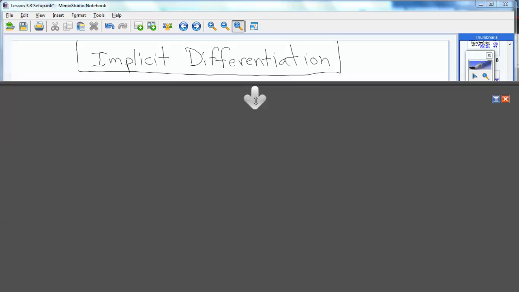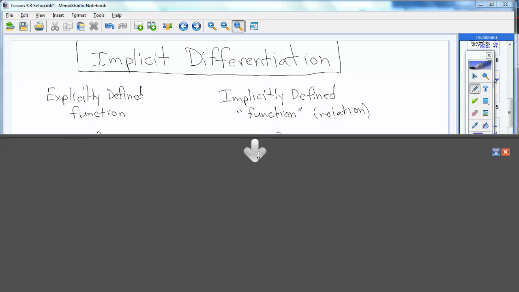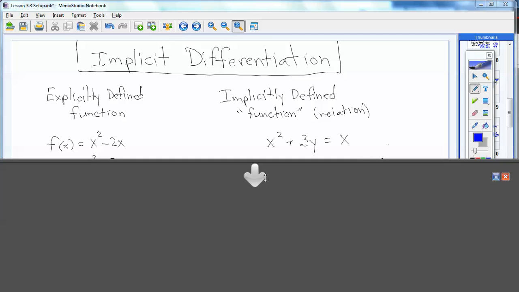Implicit would be when we have functions that are not explicitly defined. So here would be the difference. So on the left side, we have f of x equals x squared minus 2x. We got our output on one side, f of x. We got our inputs on the other side.